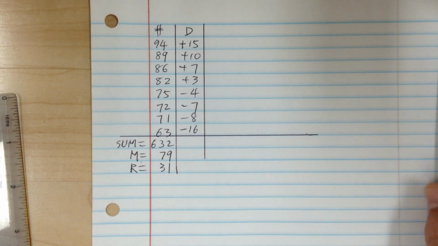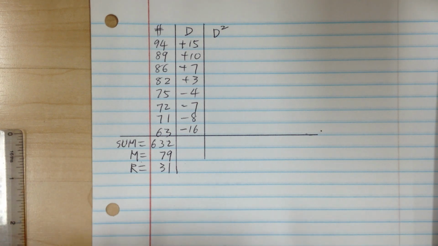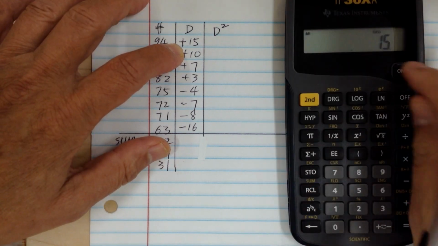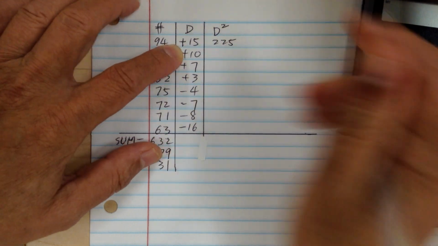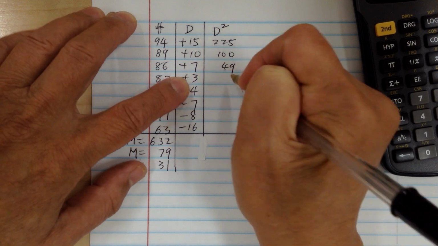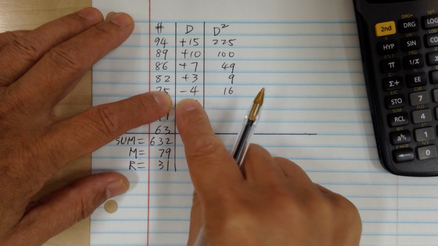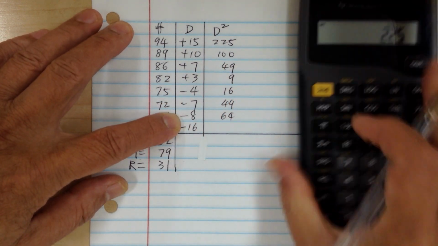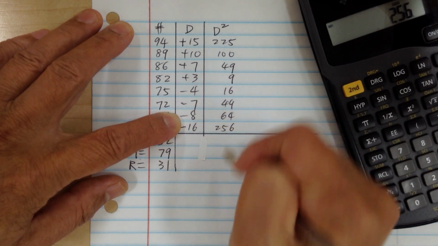The next column is the D squared. You want to square each of these numbers, so get your calculator. 15 squared is 225, and 10 squared is 100. 7 squared is 49. 3 squared is 9. 4 squared is 16. When you square a negative, it becomes positive. And this would be 49 and 64, and 16 squared would be 256.